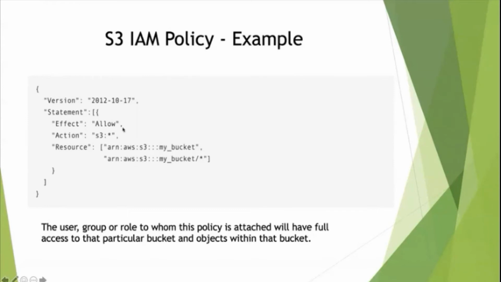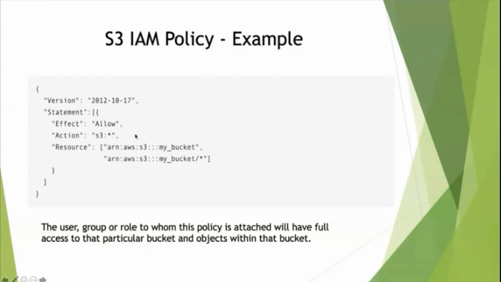Okay. So if I assign this policy to an IAM user or to an IAM group, that particular IAM user or all the users of that particular IAM group will only be able to access this my bucket and all the objects within that bucket, but they will not be able to access any other buckets that you have within S3. So this is providing granular access and limiting access to just one bucket and all the objects within that bucket, but that user can do all S3 actions.